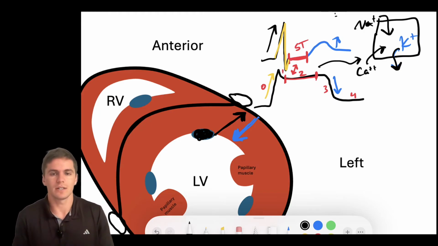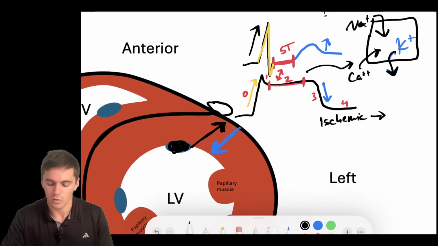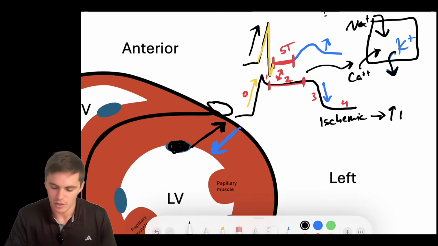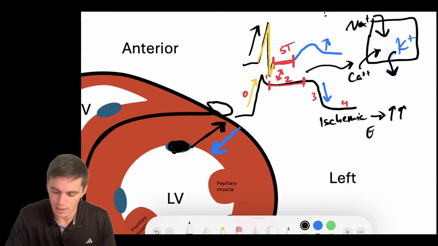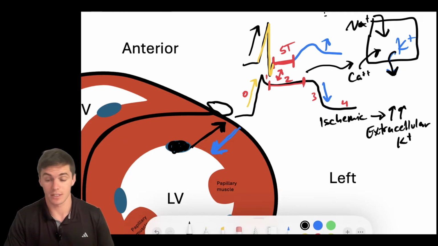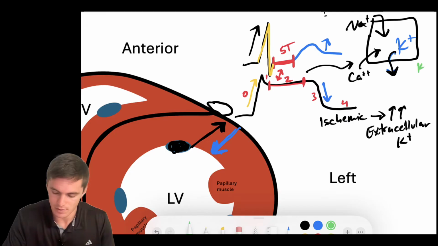So what happens when a region becomes ischemic? Well, ischemic myocardium, there's this interesting phenomenon where when the cell membrane gets ischemic, it gets inflamed, it gets angry, there's an increase in extracellular potassium, right? Why does that matter? This is an important concept. So there's more potassium. If I look at my cell again, there's more potassium that's now outside of the cell.